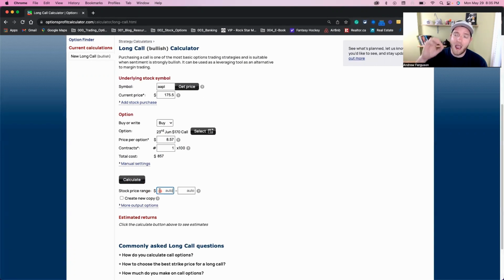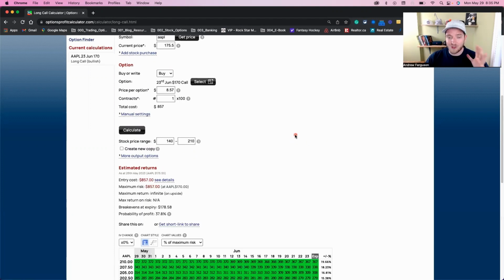But let's go ahead here and set it to 140. So $35 below the current stock price. And let's set it up here to $35 above that. So it's going to be 210 if my math serves me correctly. If it doesn't, make sure you let me know in the comments because I'm not the best with mental math sometimes. So now we're going to click on calculate, and this crazy little chart's going to pop up down here.